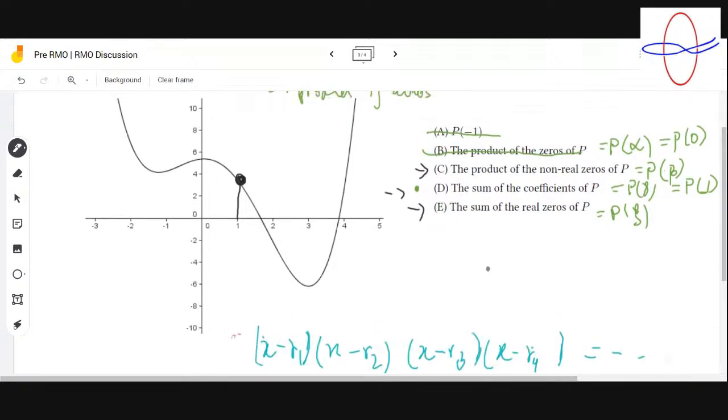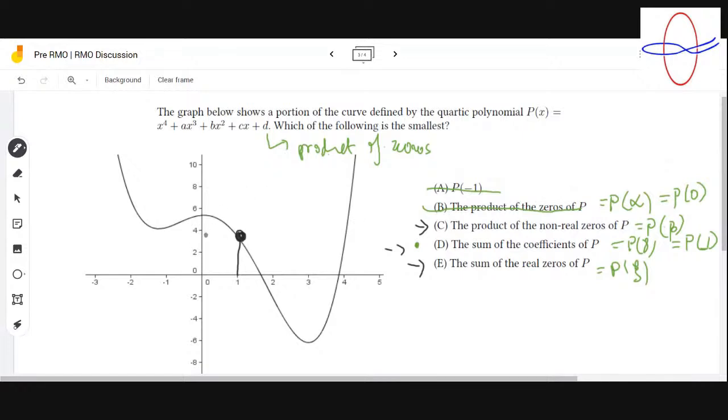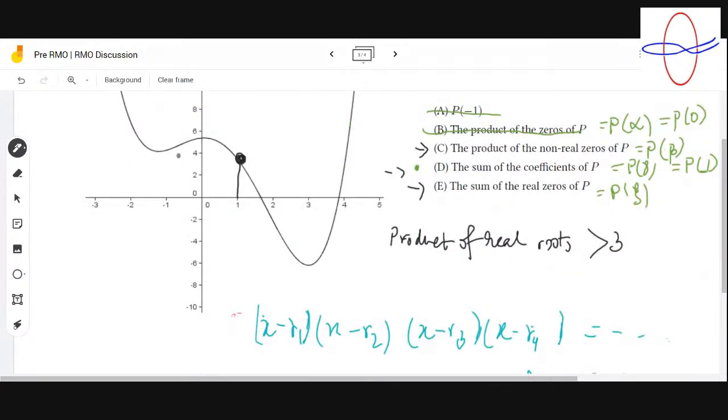So observe the product of the real roots. The real roots are greater than 1, right? And the product of the real roots is what? The product is not only greater than 1, but greater than 3, okay? So the product of real roots is greater than 3. And the product of all the roots is what?